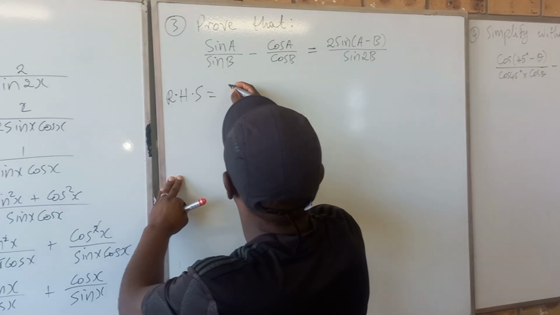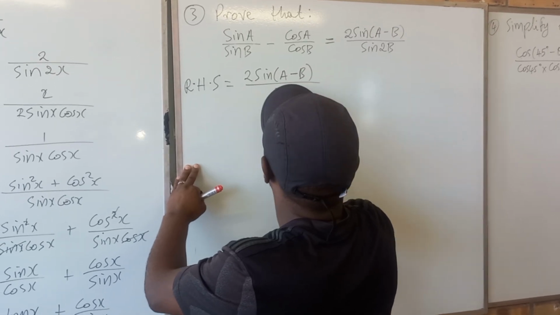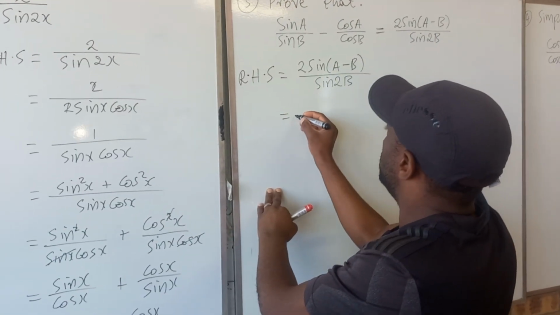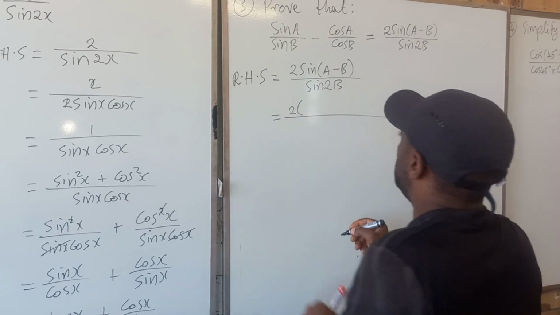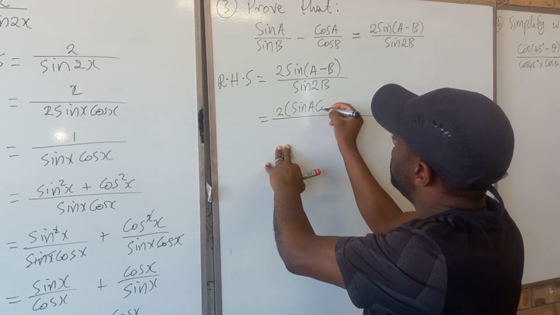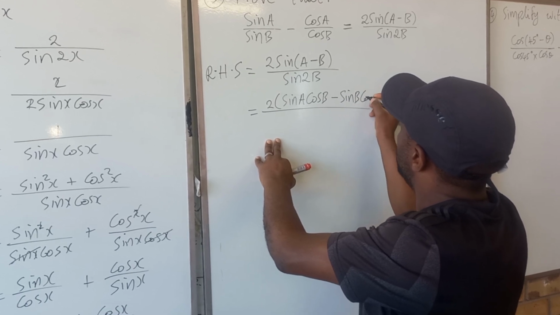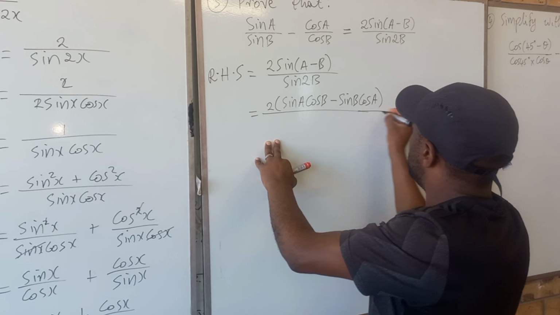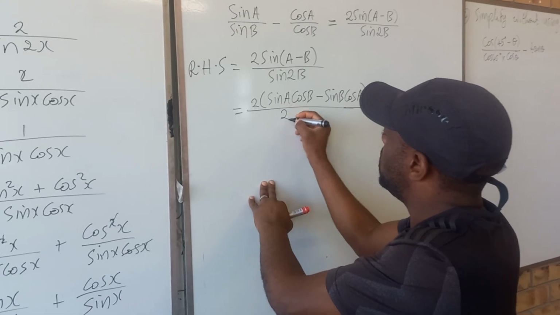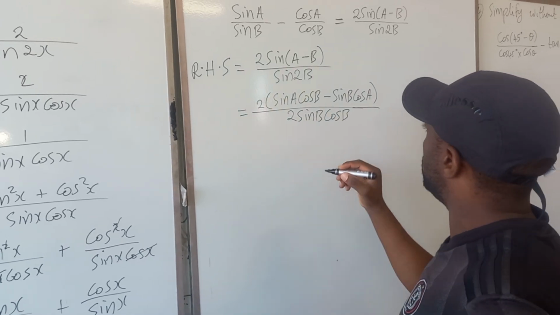So the right hand side is 2 sine of (a minus b) divided by sine 2b. So that numerator sine(a minus b) is a compound angle identity, which is simplified as sine a cos b minus sine b cos a. For level 4 students, that's formula number 10 on your formula sheet. Then the denominator is a double angle identity, which is 2 sine b cos b. And for level 4 students, it's formula number 12.